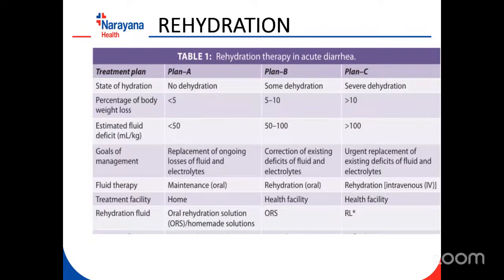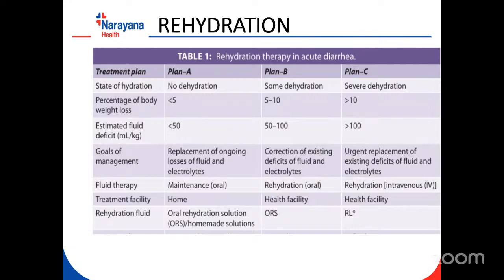So this is the most important chart. We have been taught this day in and day out. I will again try to go through this chart with you all. It's always plan A, plan B, plan C. No dehydration, some dehydration and severe dehydration. The percentage of body weight loss is less than 5%, 5 to 10% and more than 10%. And the fluid loss, look at that.